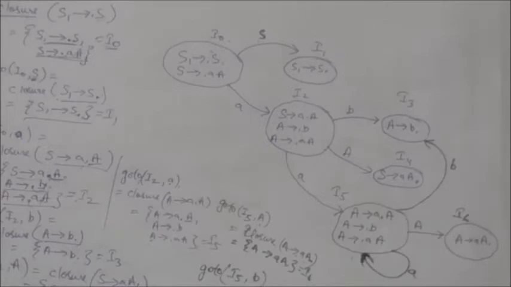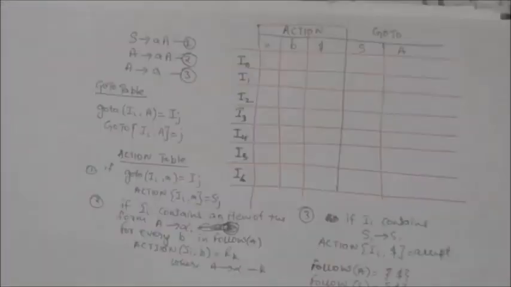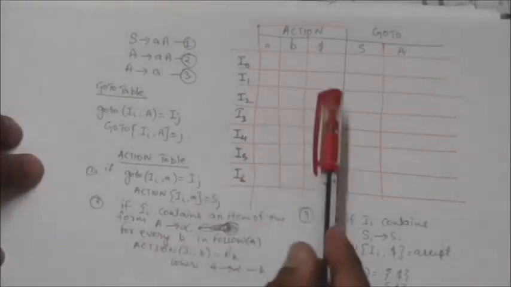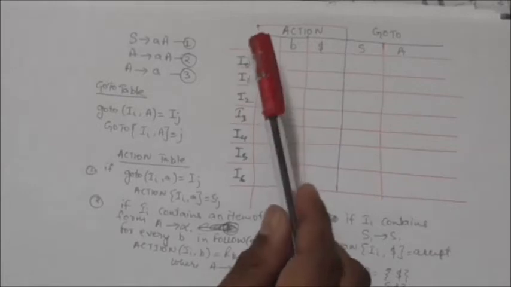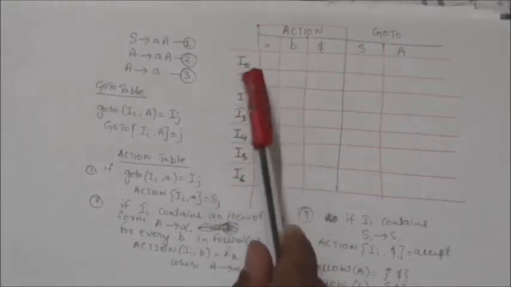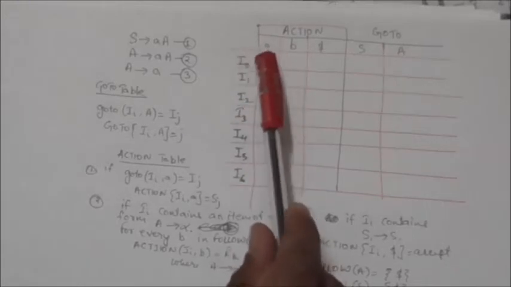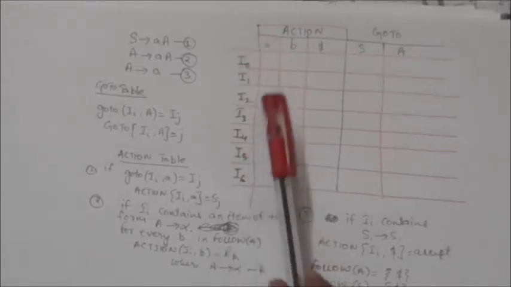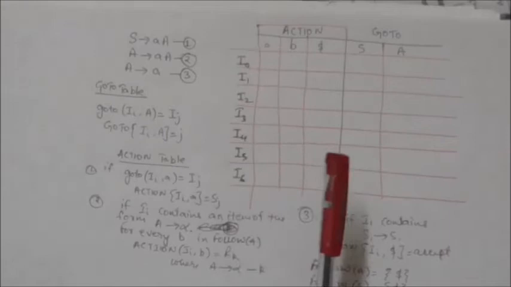Now the next step is to construct the action and goto table by using this DFA. We have to construct the action and goto table by using the DFA which we have constructed. In both action table and goto table, rows are labeled by the name of states I0, I1, I2, I3, and so on up to I6, because in this DFA the states are from I0 to I6. So in both action and goto table, rows are labeled by the name of states from I0 to I6.